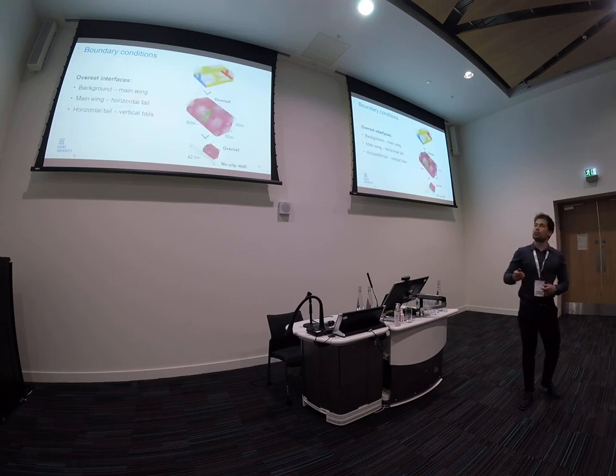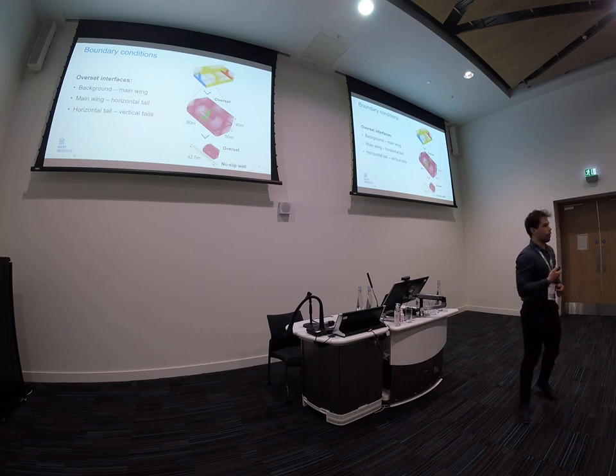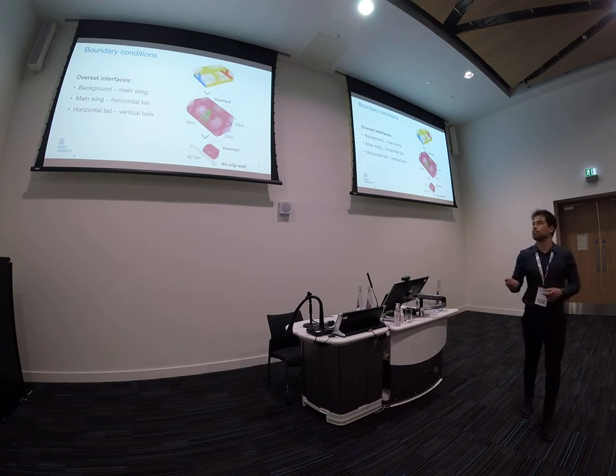So then we have several overset phases. I already explained the methodology, but there are different connections. So there are levels of overset connectivity. First of all, between the background and the main wing, and then between the main wing and the horizontal tail, and then in the horizontal tail we have connections with the deflected elements.